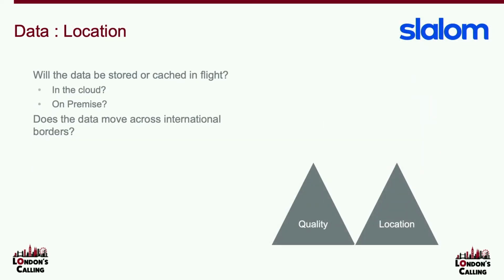The next area under data is location. So we need to know, where is our data going to be? Usually for a Salesforce to Salesforce migration, that will be pretty easy to see. It will be either in one org or the other. But if we're not using Salesforce for one end of that migration, where is that data? Are we moving it across borders? Does that cause us any legal issues?